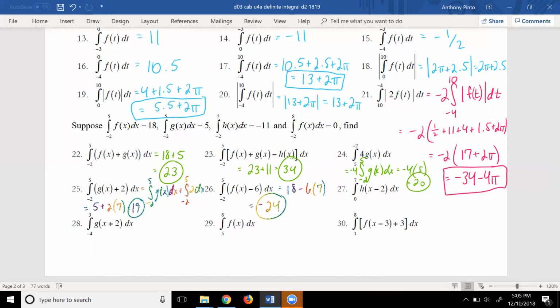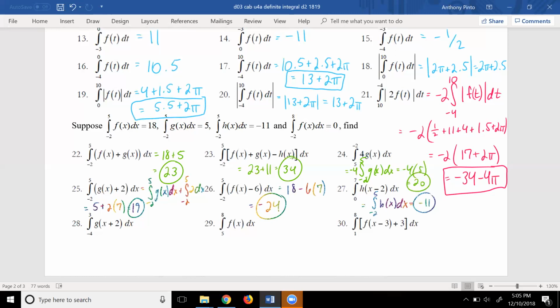All right, and then 27. 27 is an interesting one. Now, you'll notice that the -2 is inside the parentheses, so this shifts our interval. So this is actually equal to -2 to 5 of h of x dx. All right, well, we know what that is. That is -11. All right, so that -2 there, when it's inside the parentheses of h, or of f, or of g, or of whatever your function's called, it subtracts from both your upper and bottom bounds of your interval. All right, now we're adding to, so you should know what to do.